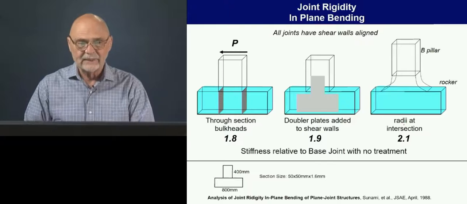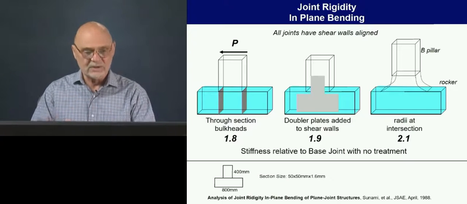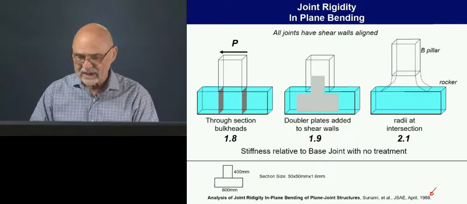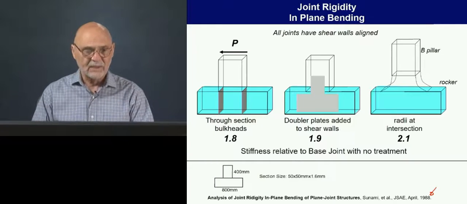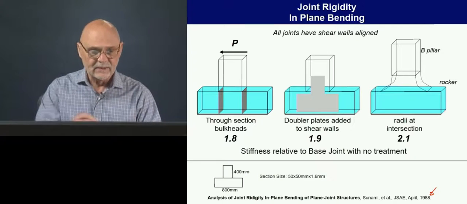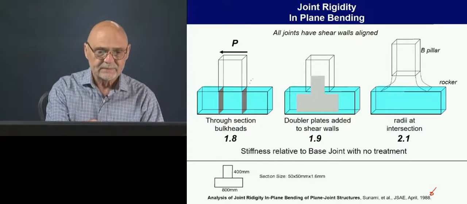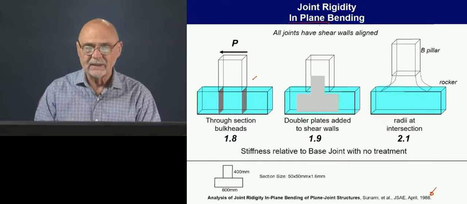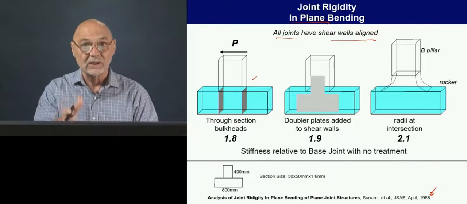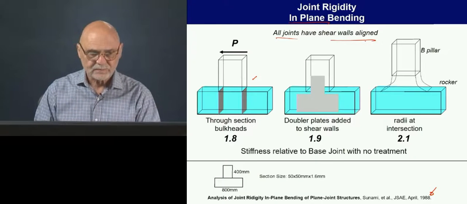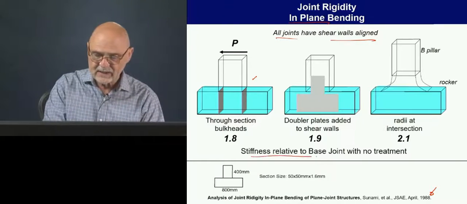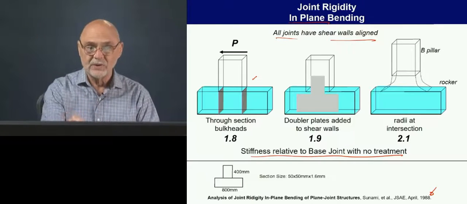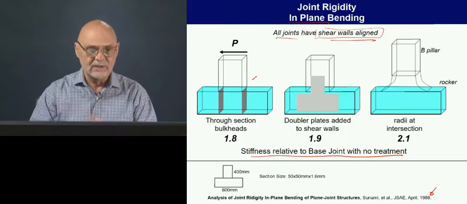So the next slide shows some improvements to joints. This was from a Japan Society of Automotive Engineering paper, and we're looking at different ways to improve in-plane bending. All the joints have the shear walls aligned, so that's the starting point. And the stiffness of the base joint, untreated but with the shear walls aligned, is unity.